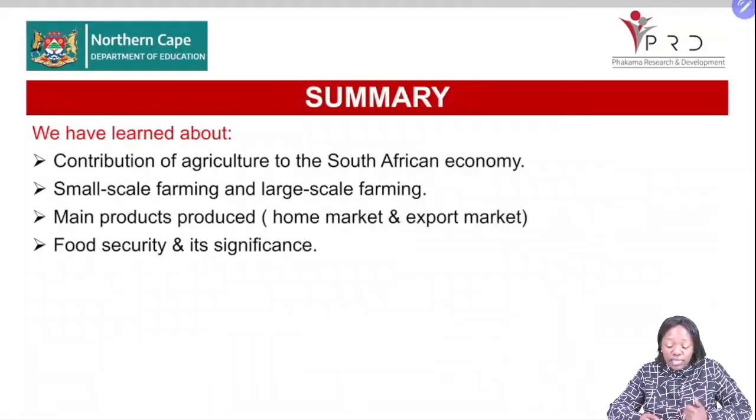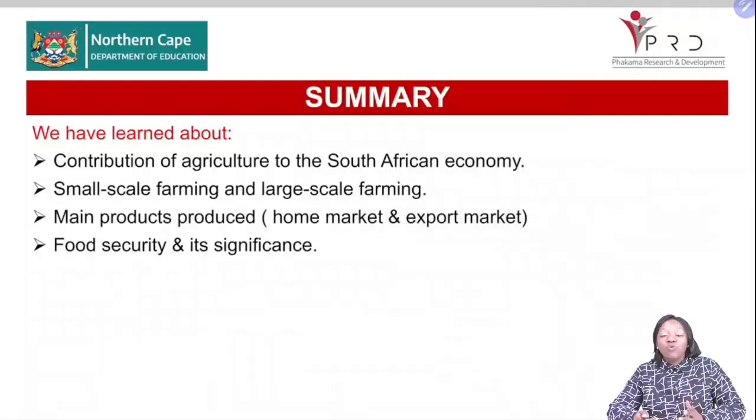As easy as that. So to summarize what we have learned so far, we have learned about the contribution of agriculture to the South African economy. We have learned about small-scale farming as well as large-scale farming. We have looked into the main products produced for home markets as well as export markets. And lastly, we have looked into food security as well as its significance.